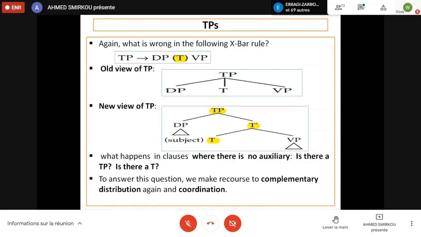Okay? So these are the only two sentences that exist in English. Either a sentence with an auxiliary or a sentence with an inflectional morpheme. For example, I traveled yesterday. We have ED. Or I like couscous, we have the inflection morpheme of the present tense, but it is null, it's not realized.